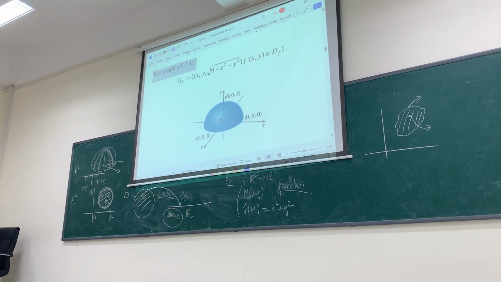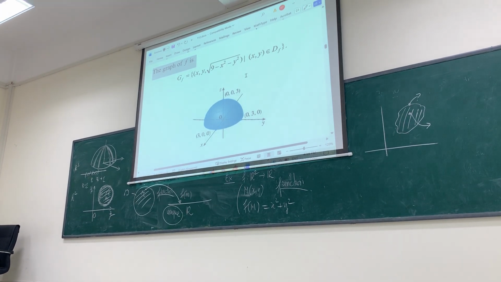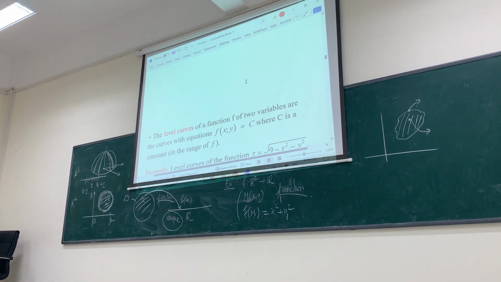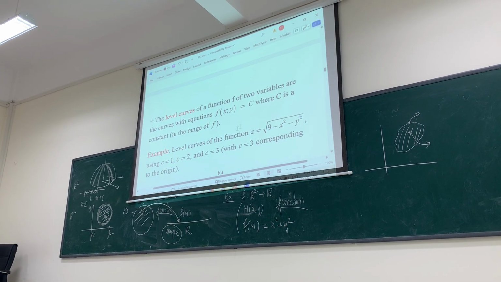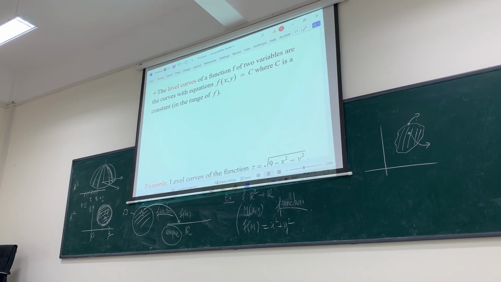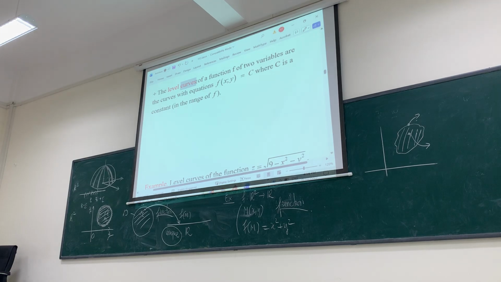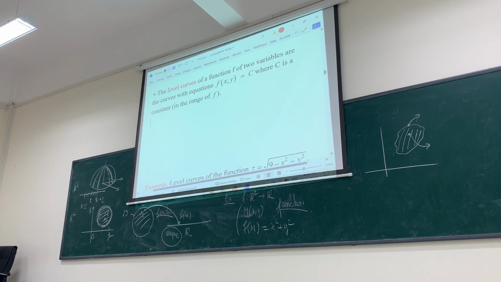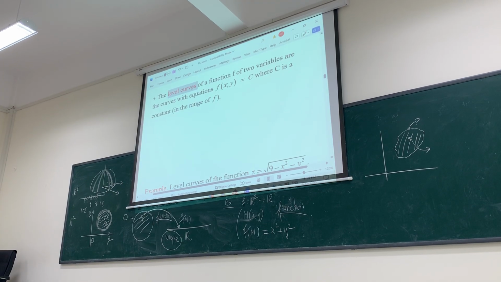Okay. Now continue. We have the other definition. We have the level curve. Chữ curve đây là chữ đường cong. Level curve, tên gọi tiếng Việt của nó là đường bước.